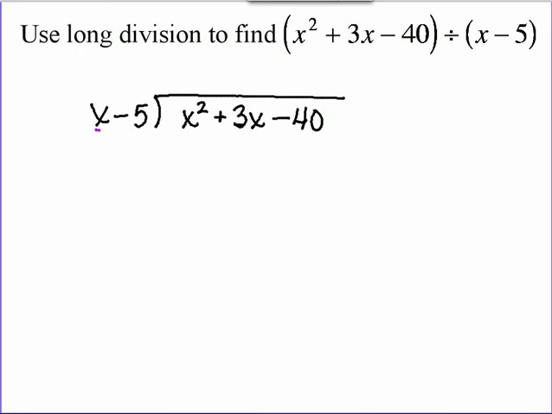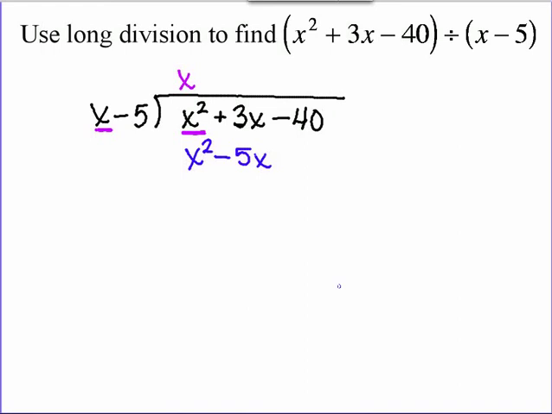So I'm going to first of all look at x, okay? And I'm going to think, how many times does x go into x squared? Or, think of it this way, x times what will give me x squared? X, right? So now what I'm going to do, if you remember when you did long division, I'm going to take this x and I'm going to multiply it by both the x and the -5. Okay? So what is x times x? X squared. What is x times -5? -5x. And look at how that lines up.